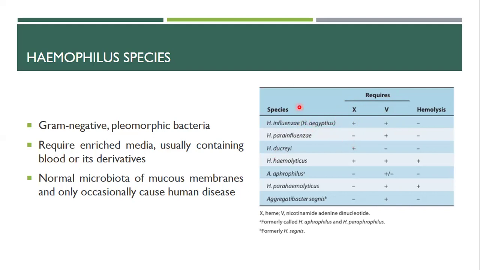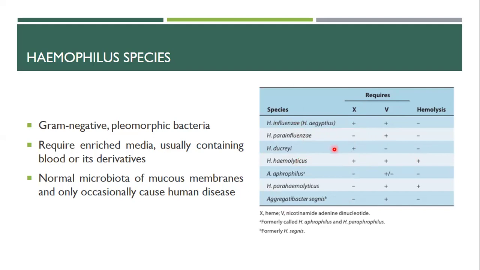Shown in the table here are the different important Haemophilus species causing infection to man. And to note, you actually need the X and the V factor for its isolation, particularly for H influenzae. However, for some other species under your Haemophilus, you only need either one of these, except for H influenzae and H hemolyticus.